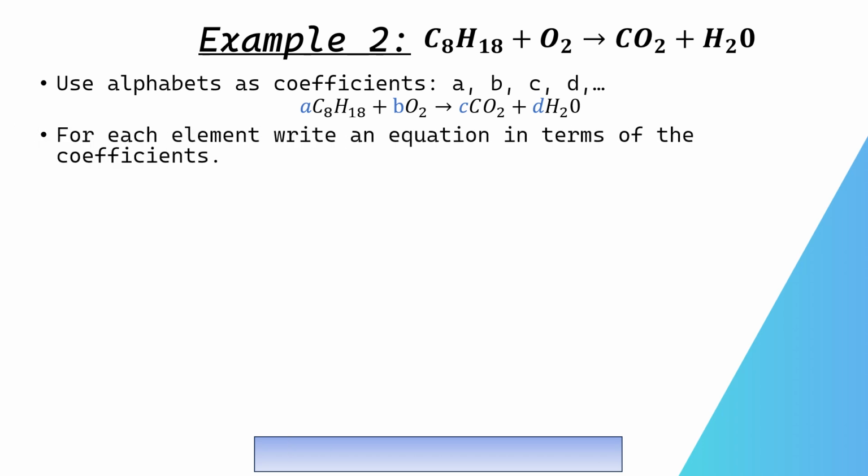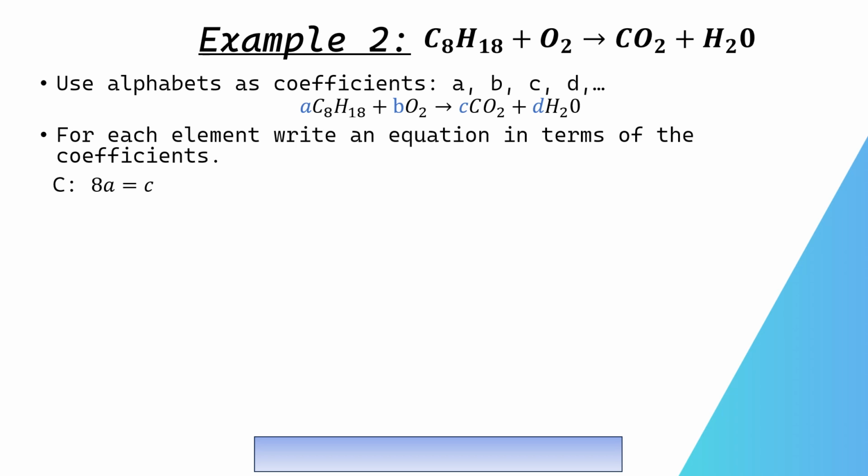Okay. Now, for each element, write an equation in terms of the coefficients. So for C, you can see that on the left-hand side, which is the reactant side, 8A will be equal to C on the right hand side.